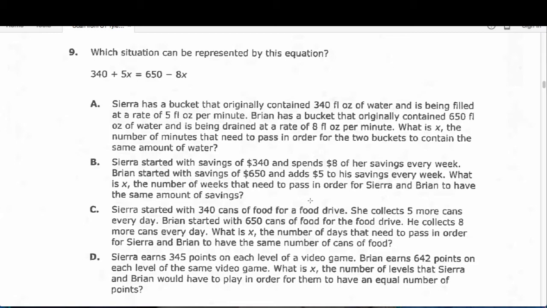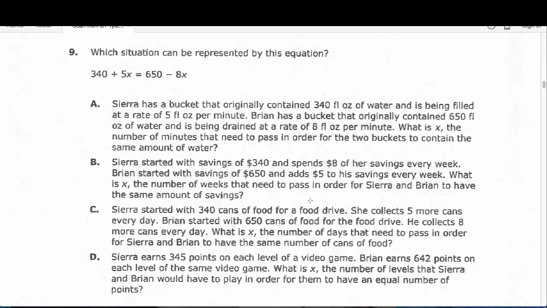C. Sierra started with 340 cans of food for a food drive. She collects 5 more cans every day. Brian started with 650 cans of food for the food drive. He collects 8 more cans every day. What is x? The number of days that need to pass in order for Sierra and Brian to have the same number of cans of food.